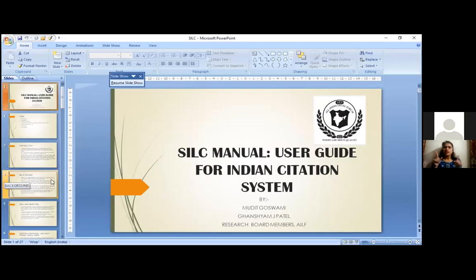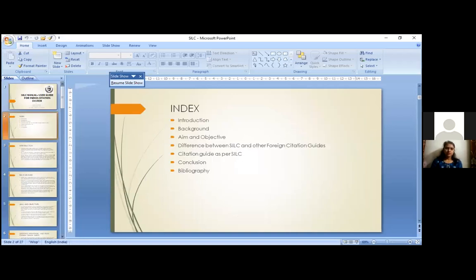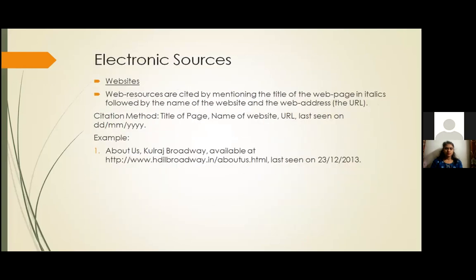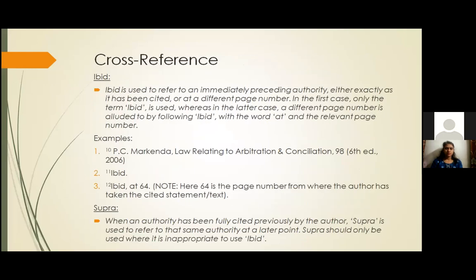Just a second. Yeah. So is it visible, first of all? Yes. It is. Okay. Let's understand what Ibid is. So take the example of PC Markanda. This is the author's name, book, law relating. We can say, okay, this is the example. Now, why did I use Ibid? Let's understand. Ibid is used to refer to an immediately preceding authority.